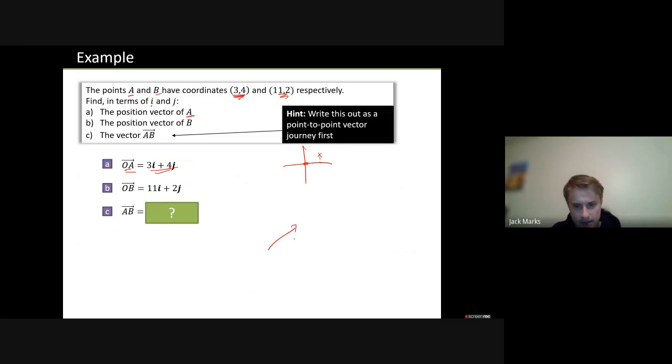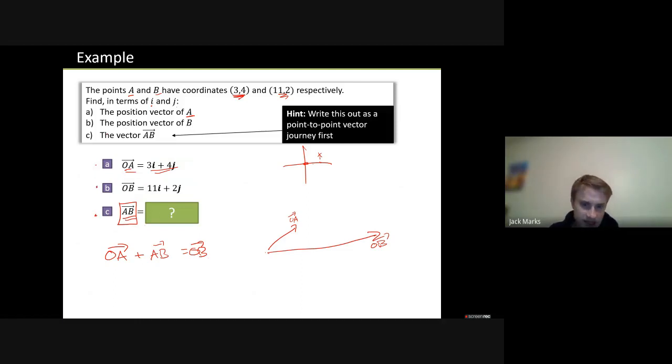So OA is something like this. OB is something like this. Well, what's AB then? It helps to write out the dot to dots with the letters. If you want to find something about AB, why don't we start with something like this? OA plus AB equals OB. Let's try and link together all the bits of information that I've got.